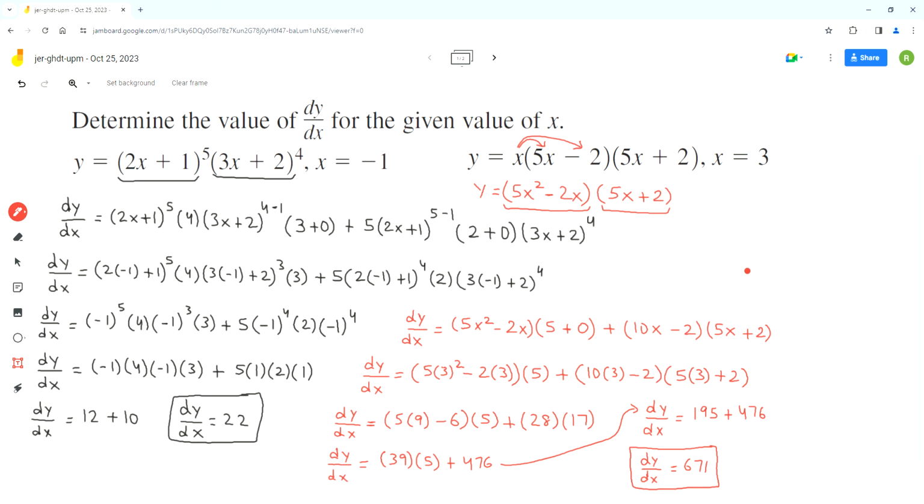So these are the steps you have to keep in mind to solve a problem like this one. So we start by finding the derivative of the given function, and for a function like the second one, we have to distribute the x into the parentheses to change this function from a 3-factor function to a 2-factor function, because then we can use product rule, so it becomes easier to find the derivative of the function.